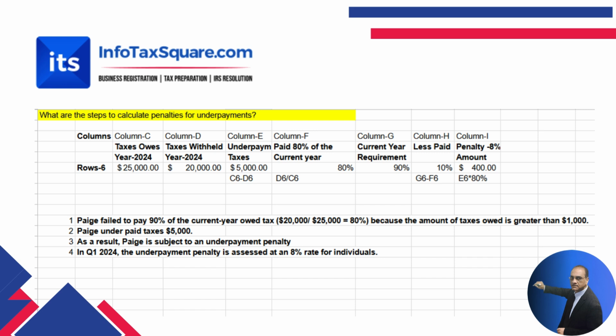What is the safe harbor rule? If you owe under $1,000, then you can pay along with the return. There is no penalty. Or you can withhold 100% of the prior year or 90% of the current year in order to avoid late filing penalty or underpaid penalties.